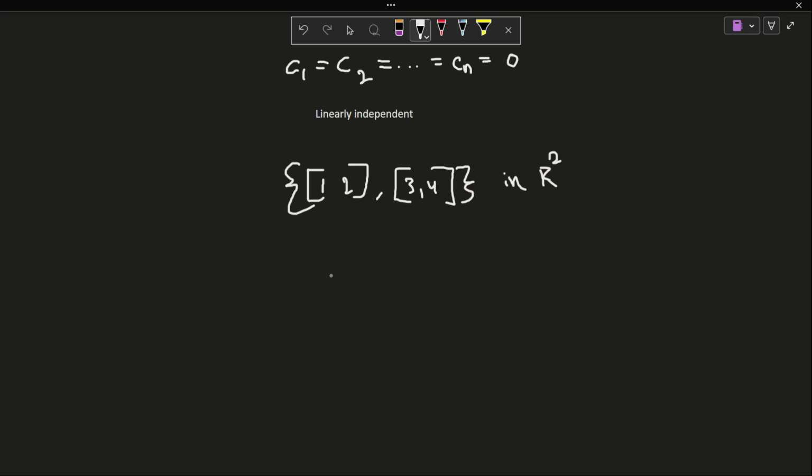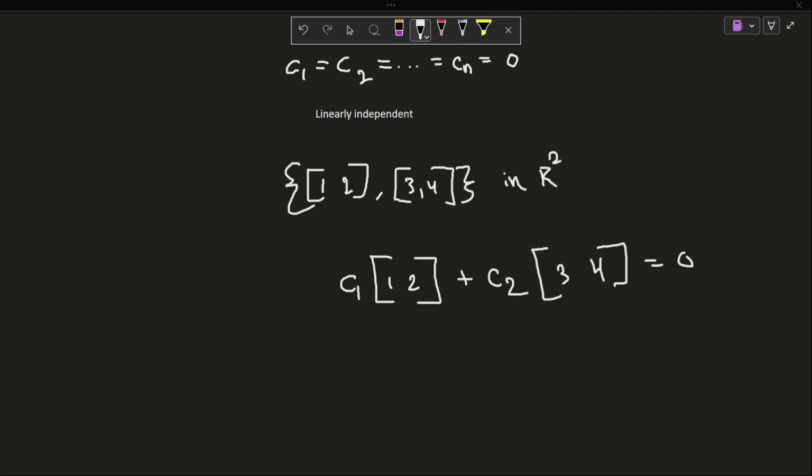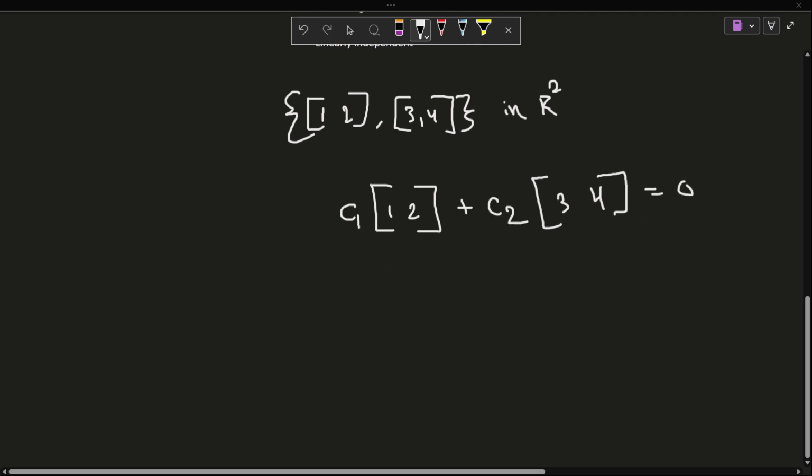So let's set up our equation: C1 times (1, 2) plus C2 times (3, 4) equals 0. To me, this clearly looks linearly independent, but for you, this might not be as clear. If it's not as clear, then what you want to do is multiply this out. So you're going to get C1 plus 2C1, and we're going to put this in a tuple, plus 3C2 plus 4C2, and that needs to equal 0.